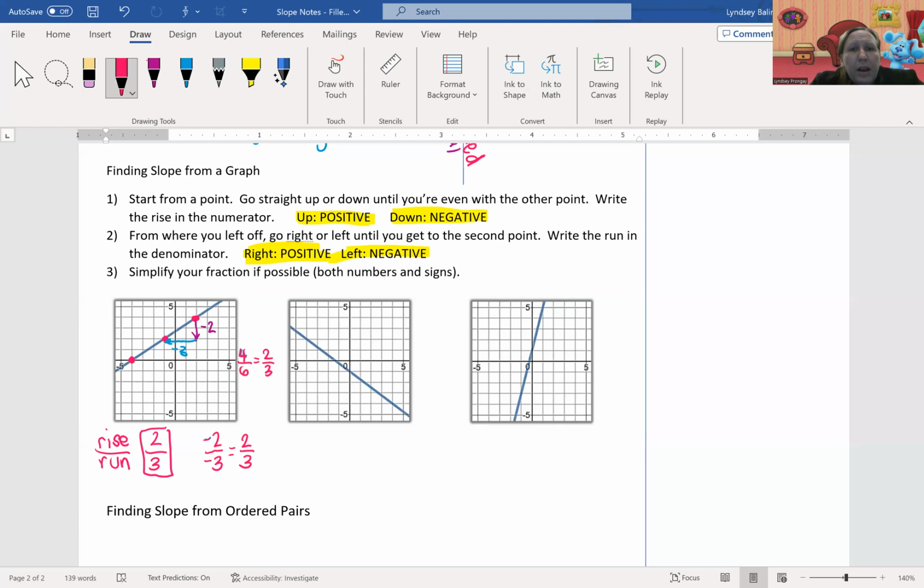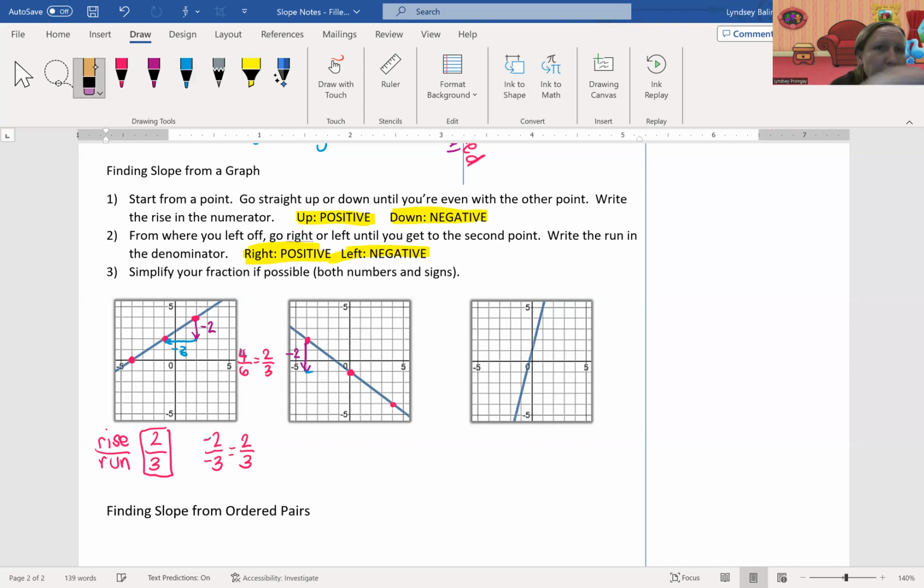The next one, Slope Dude would say nice negative, so we know it's going to be a negative slope. Let's find some points. I see one there, one there, and one there. It doesn't matter which two of the 3 I choose, but I'm going to start at this top point and go to the middle one. So I start by going down 2 in this case, and down is a negative direction.